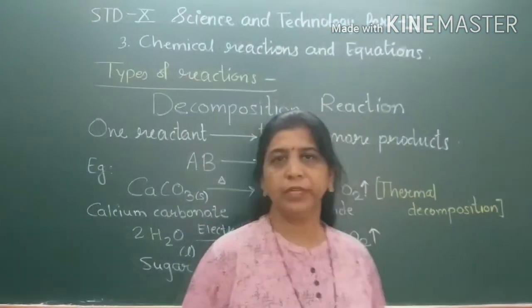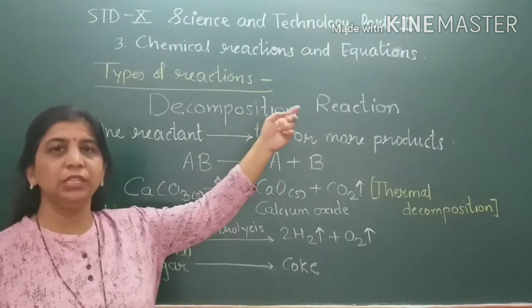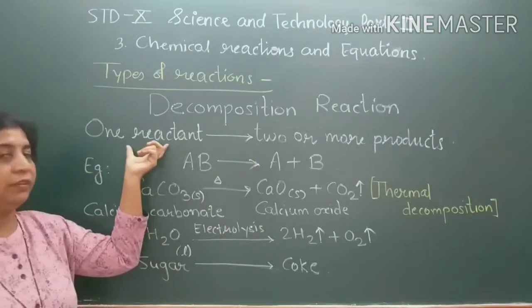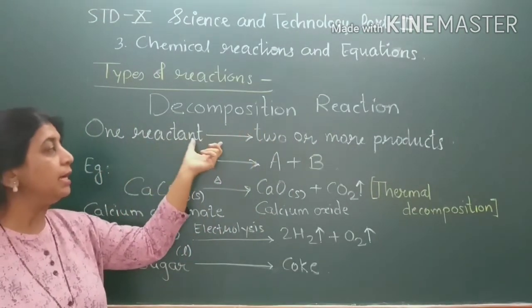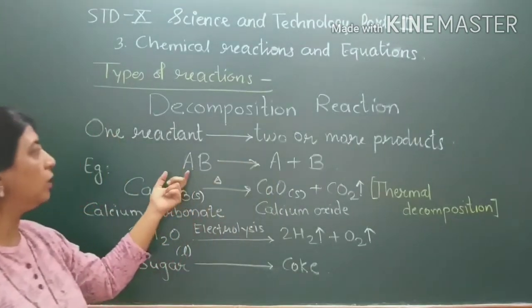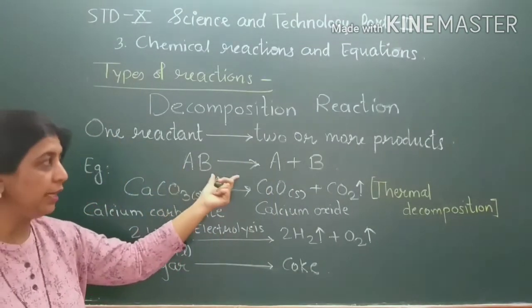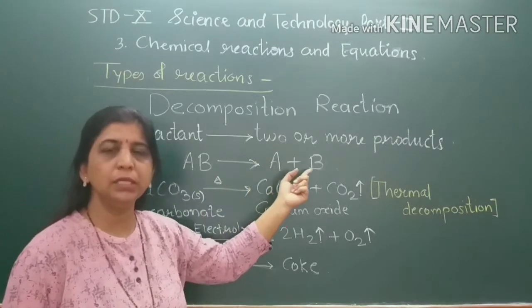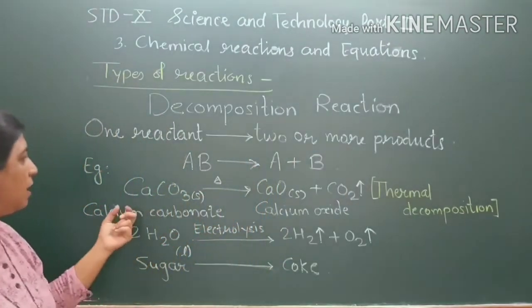The second type of reaction is decomposition reaction. A reaction in which one reactant gets decomposed into two or more products. The general formula for this reaction is AB decomposes into A plus B. Let us study some examples.